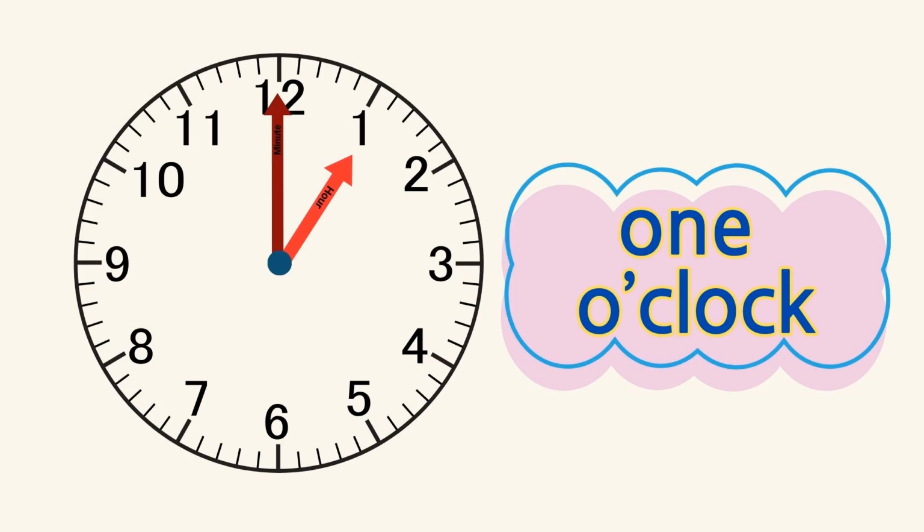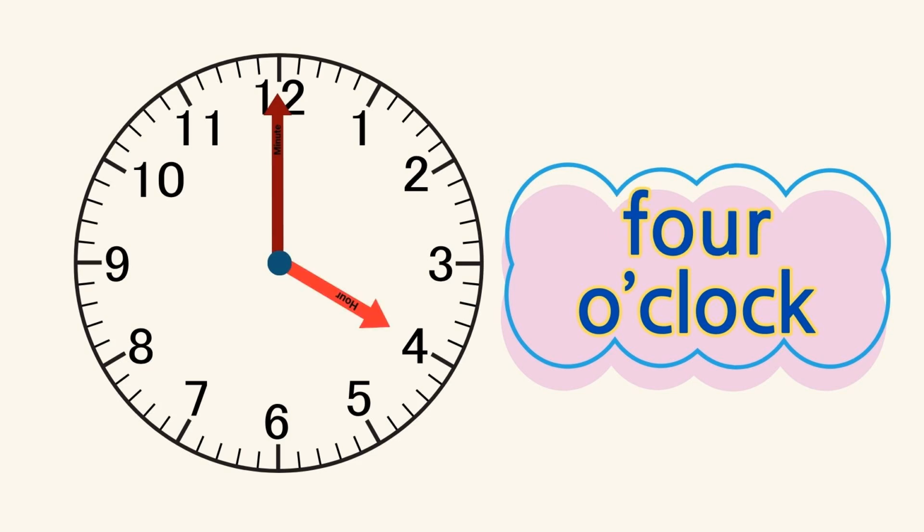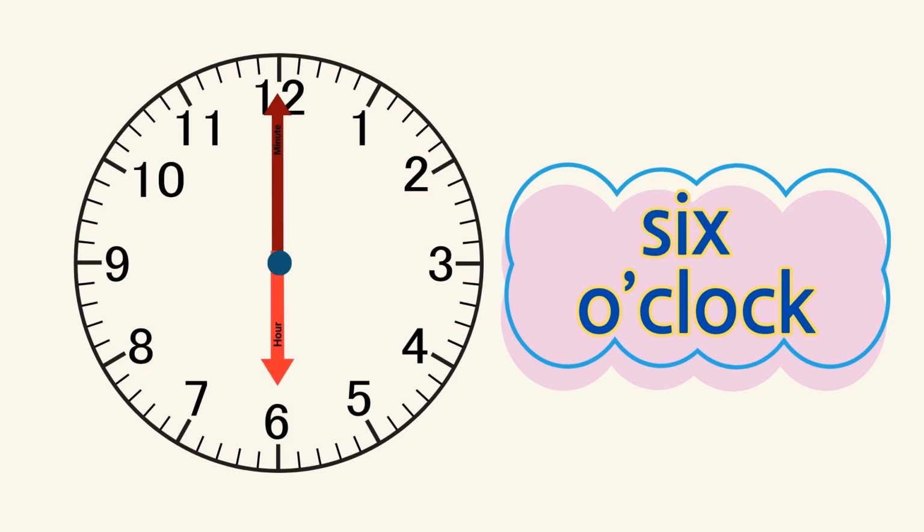The long hand is always on 12. If the short hand is on 1, it's 1 o'clock. If the short hand is on 2, it's 2 o'clock. If the short hand is on 3, it's 3 o'clock. If the short hand is on 4, it's 4 o'clock. If the short hand is on 5, it's 5 o'clock. If the short hand is on 6, it's 6 o'clock.